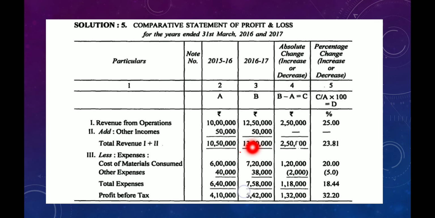13 lakh minus 10 lakh 50,000, that is 2 lakh 50,000, and after that 2 lakh 50,000 is divided by 10 lakh 50,000, that is 23.81.